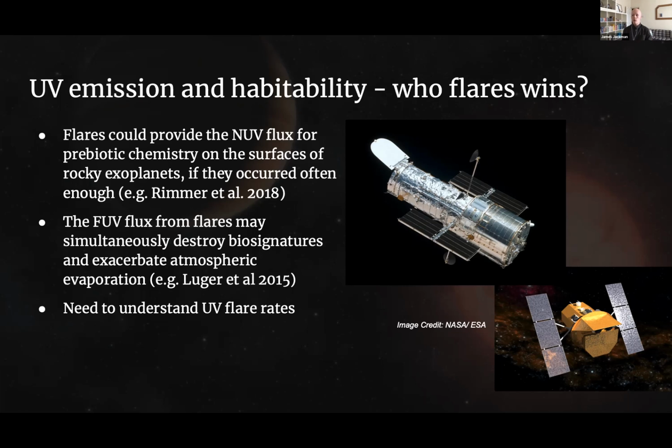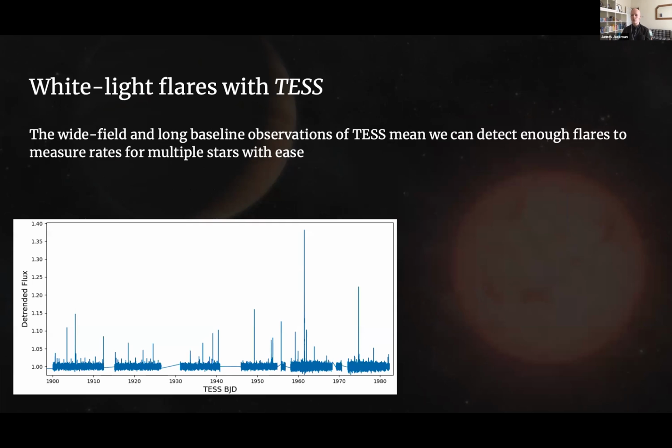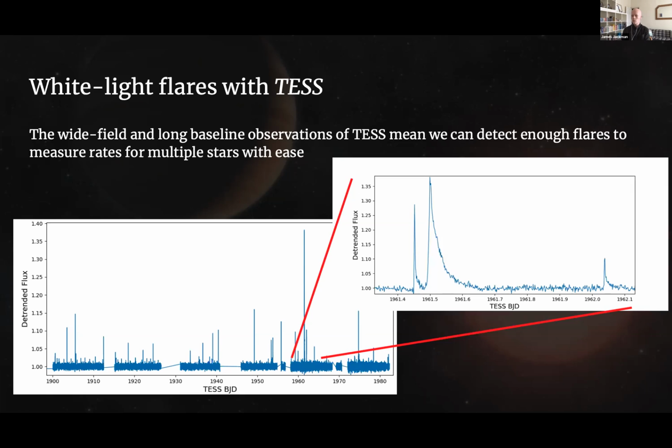Well, one idea thrown around in the literature has been to use white light flare rates measured from TESS and use these to calibrate empirical flare models that we can extrapolate into the UV. So we all know that TESS obtains wide field and long baseline observations, such as these, where this is a detrended light curve of an early main sequence M dwarf, where each one of these spikes is an individual flare. So if you zoom in, you can see some flares there.